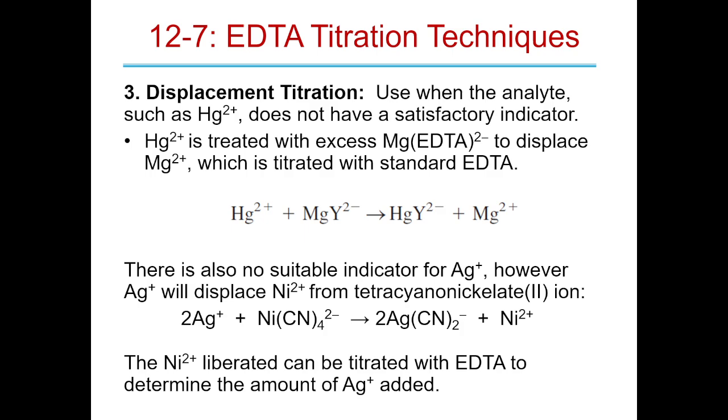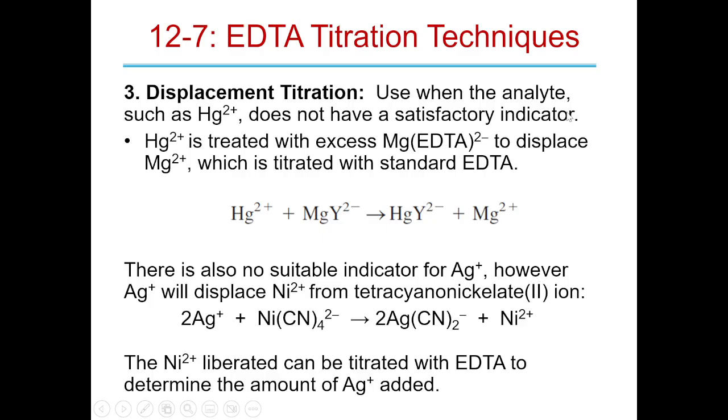Okay, so displacement titrations, this is your third option. Remember, we have complexes that we can displace the metal ion in, right? So if we use a metal that binds better to EDTA than the metal that was there, what's going to happen? It's going to bind the EDTA instead, right?